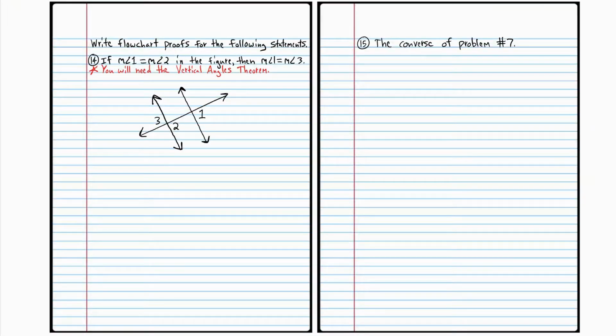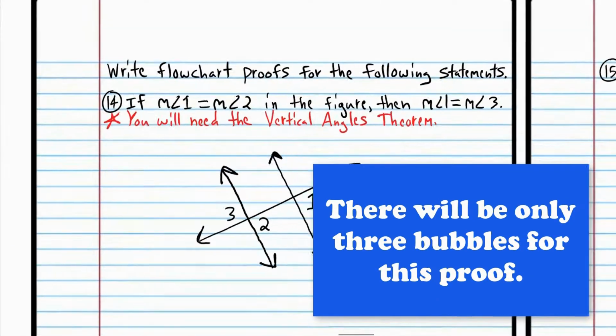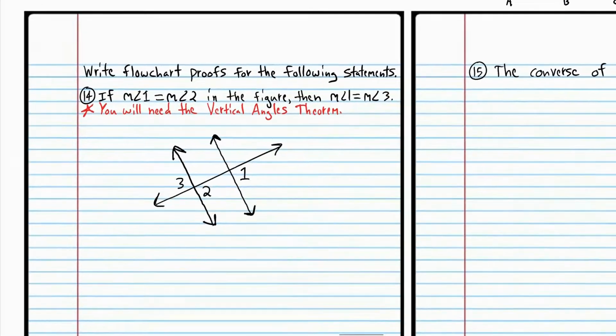All right, we're back. Okay, so now you're going to try some flowchart proofs, but I'm not going to give you the two-column form. So you're going to have to actually do this proof and write the flowchart form on your own. So we're going to start with a fairly easy one, number 14. So you're going to need the vertical angles theorem. That's the theorem that says that this angle is congruent to this angle because they're across from each other. They're vertical angles. So again, it's called the vertical angle theorem.